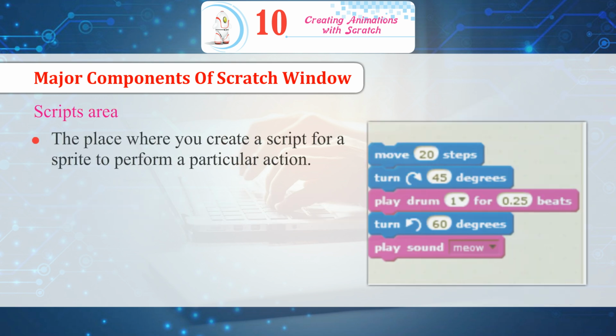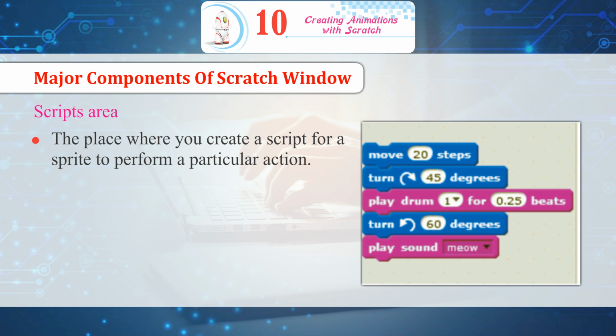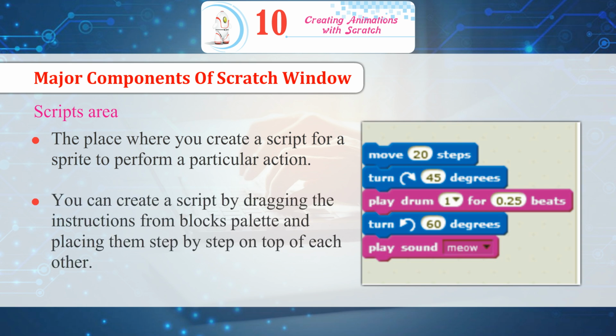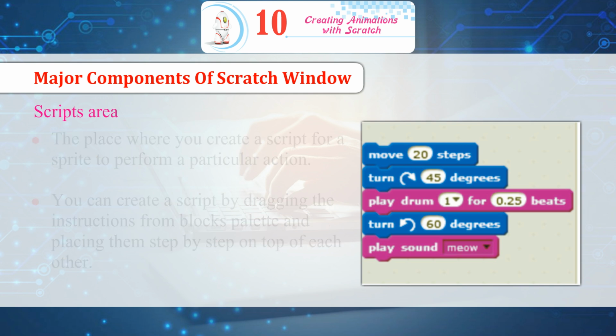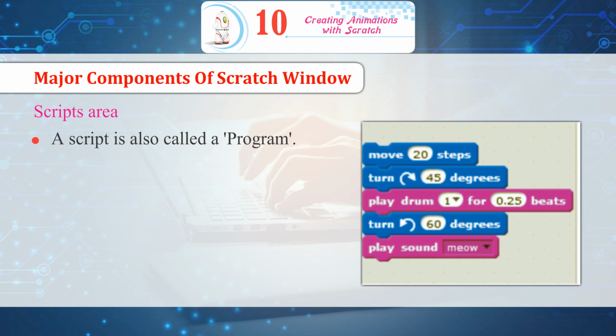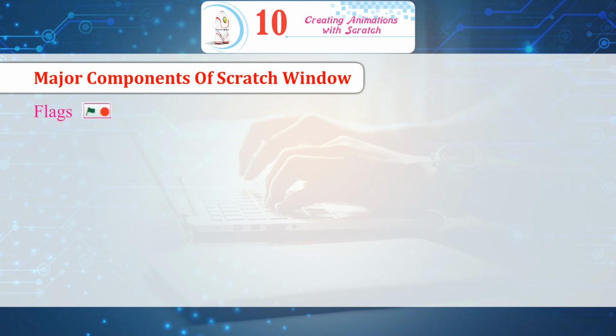Scripts area. The place where you create a script for a sprite to perform a particular action. You can create a script by dragging the instructions from blocks palette and placing them step by step on top of each other. A script is also called a program.